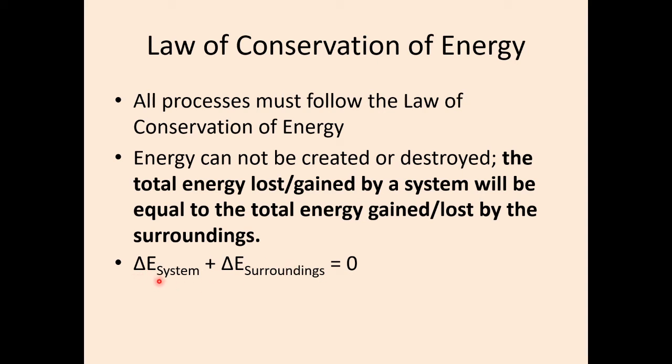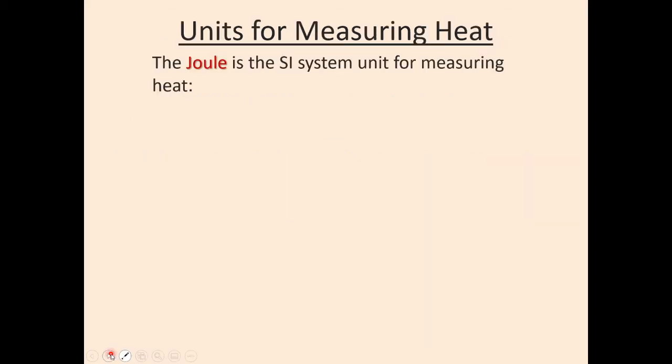So let's say your reaction releases 9 kilojoules of energy. This would be negative 9 kilojoules. Well, that 9 kilojoules would be gained somewhere, being gained by the surroundings. So this would be positive 9 kilojoules. Negative 9 plus positive 9 is 0. Ultimately, in the end, the change in total energy is always going to be 0. Okay? All right, so that leads us into specific heat.